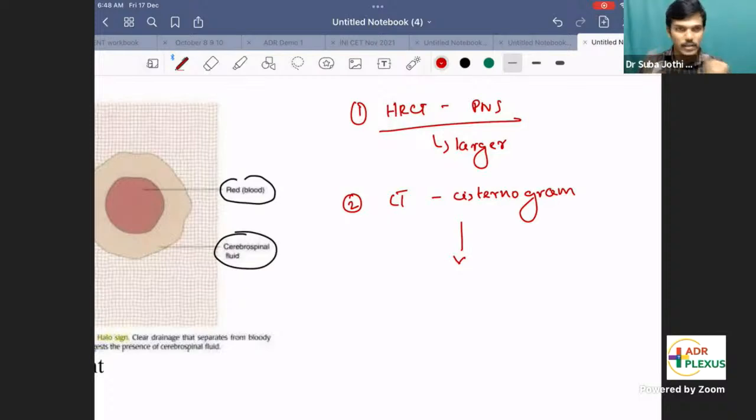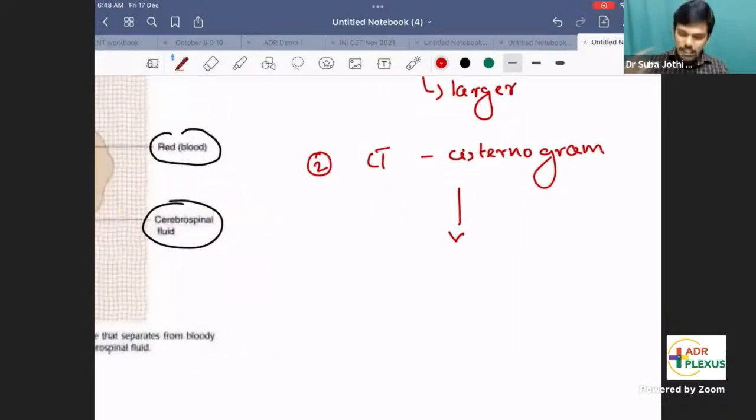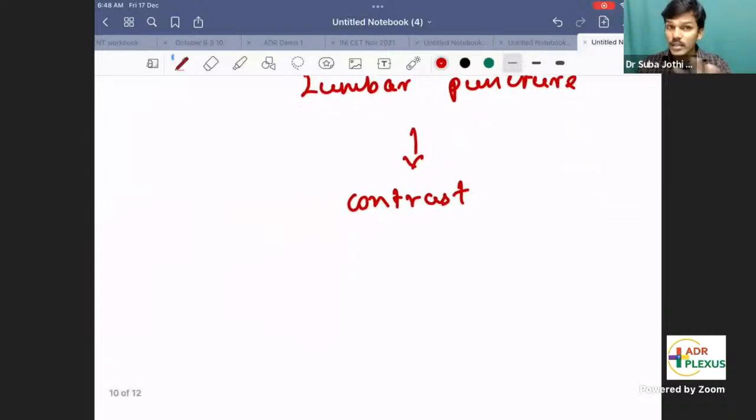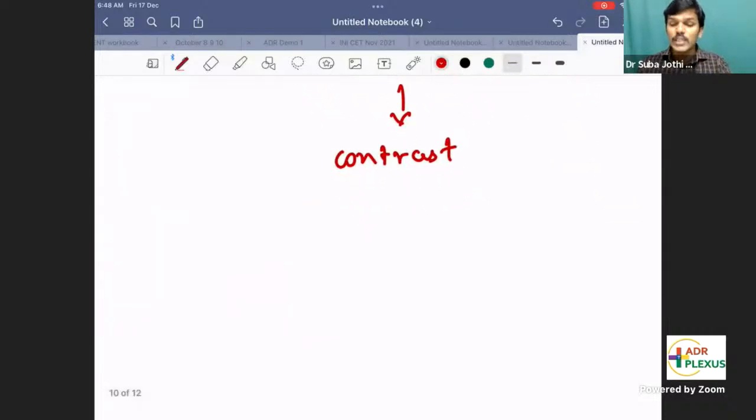So what is the procedure for CT cisternogram? We need an ENT doctor, an anesthetist, and a radiologist. All three should act together for this test. We go to the CT room. The anesthetist should give a lumbar puncture. Through the lumbar puncture only, contrast is injected. See, dye is not injected; contrast is injected, with the help of the anesthetist.